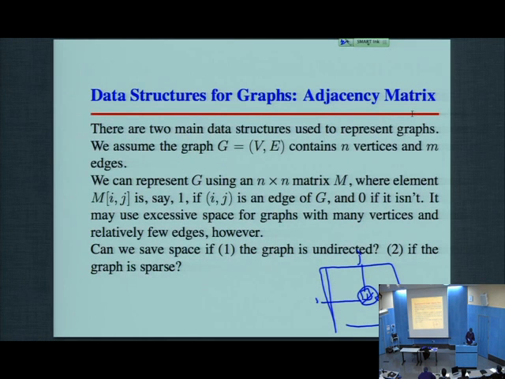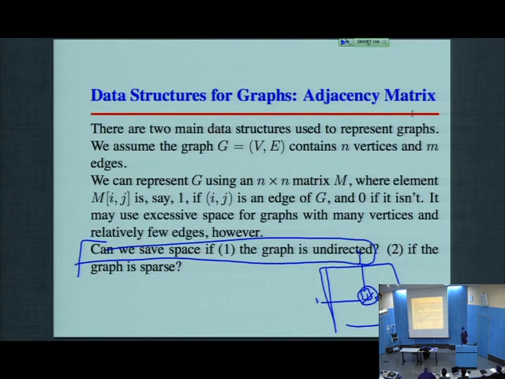So let's think a little bit more about it. What could we do? Could we save any space if the edge is undirected? If we have an adjacency matrix, we're going to have a 1 whenever there is an edge from i to j. What does that mean about an undirected edge? That is, if there is an edge from i to j, there is an edge from j to i. That's what an undirected graph means.